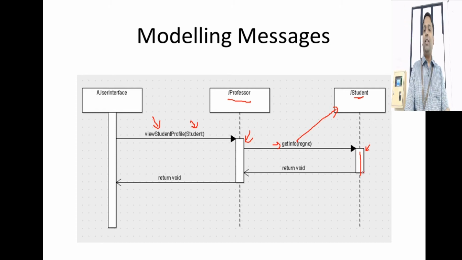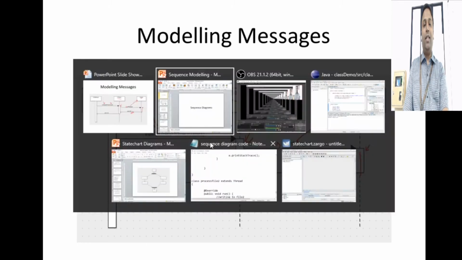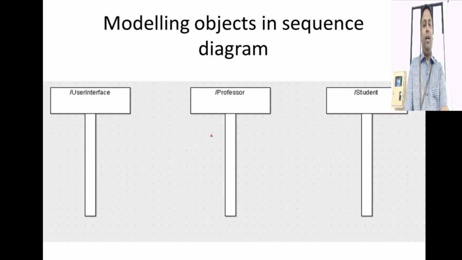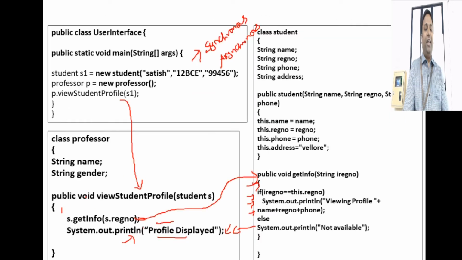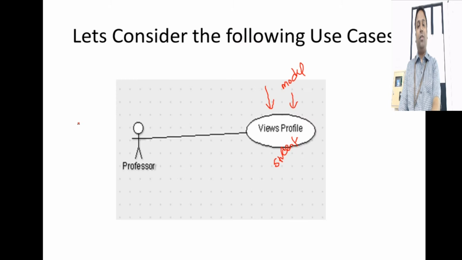So once it is displayed, what does it return? Return void. So it transfers control back to the caller. So who is the caller here? View student profile is the caller. So once view student profile gets control back, what will it display? It will display a message, right? I showed you on the screen. What it will display actually is, I just modeled that here. After the return comes back here, what will display? Profile displayed, information will be displayed, and then the call will be transferred back to your UI or the main class. So that's what is modeled here.